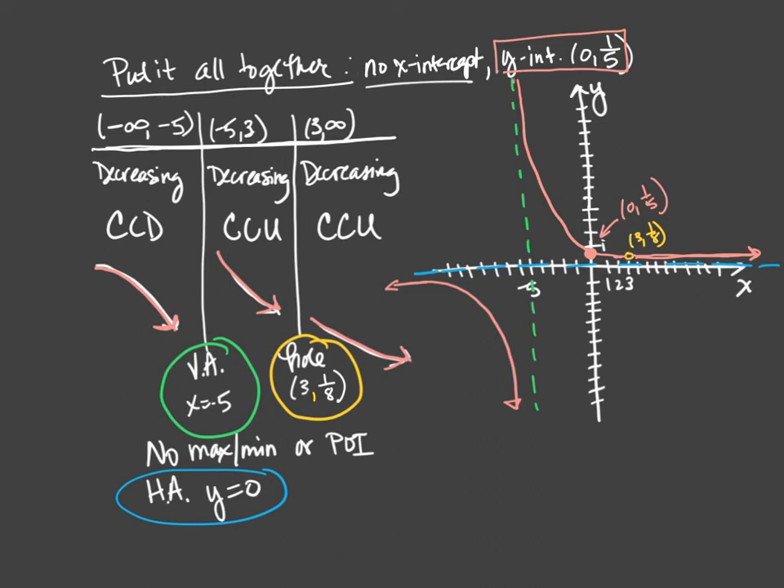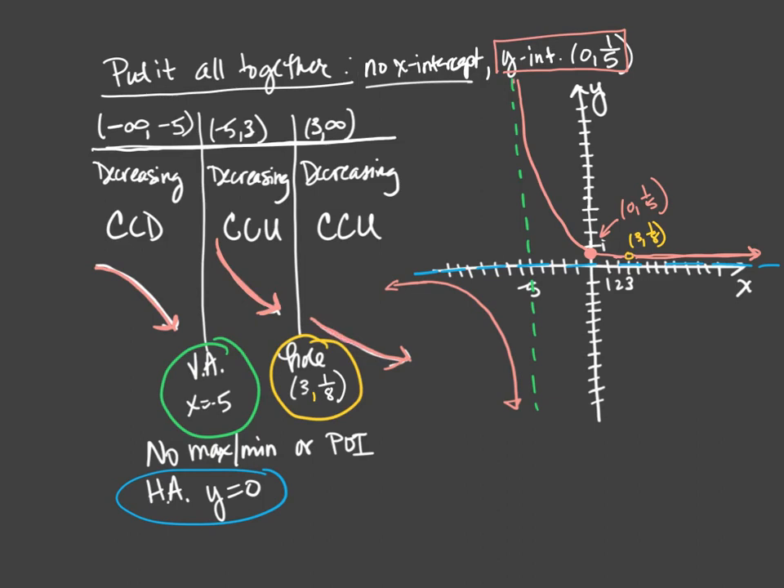On the leftmost interval, it's decreasing and concave down. So it would have that shape that's listed there. You know, curved down and decreasing, going downward from left to right. In the middle interval, decreasing but concave up. So decreasing but having that slight curvature going upwards. Right, so it has a slight curve upwards, and then I hit that hole. Vertical asymptote at negative 5, the hole at 3.